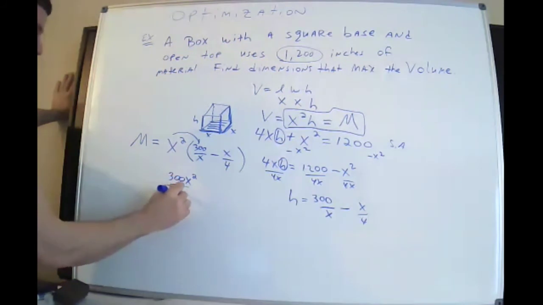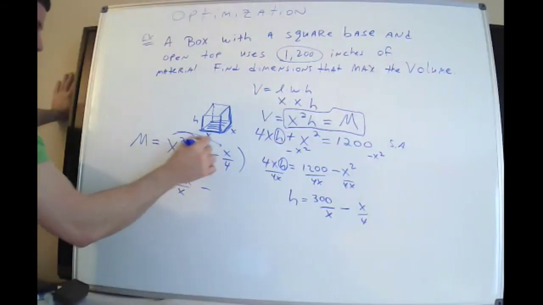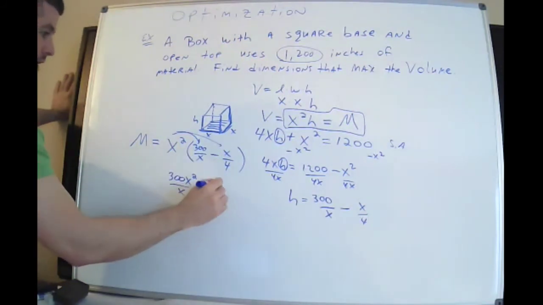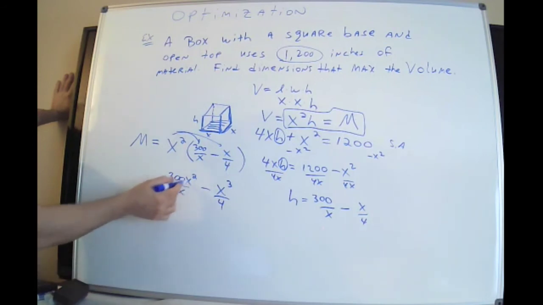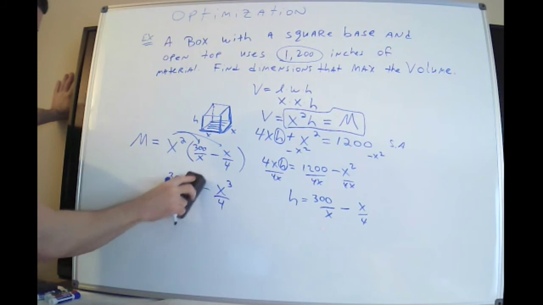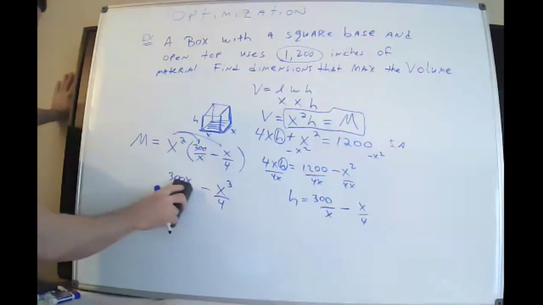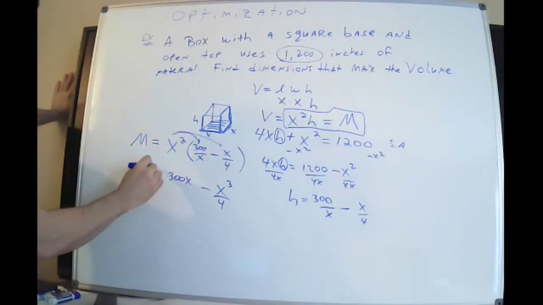Now you see why I split it up. It's just a little easier to take care of. Then X squared goes over to here. You have X squared times X on top, and you have a 4 on the bottom. Now you can neaten that up a little bit, divide, right? So let's just make this X. Yay. So this is my max equation.